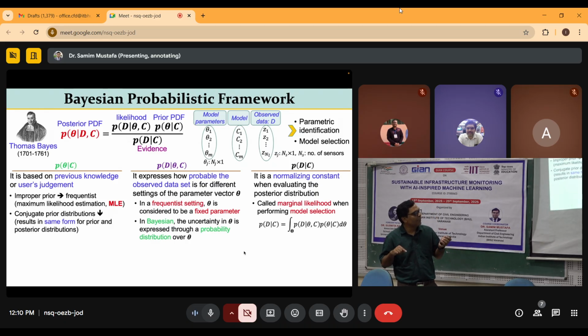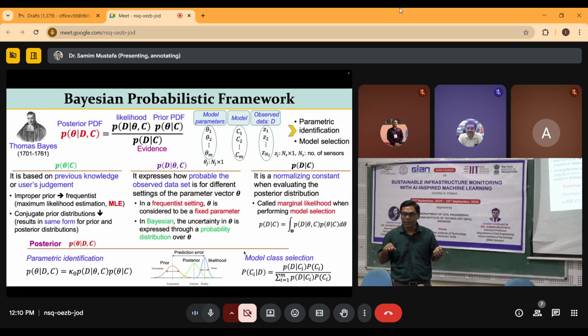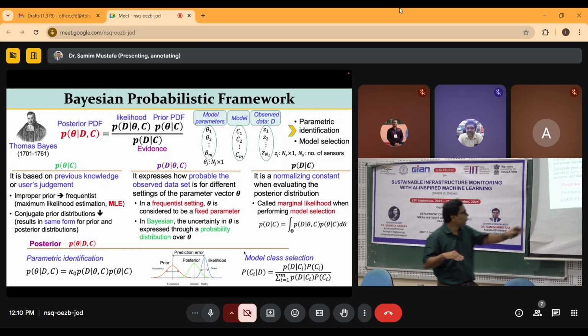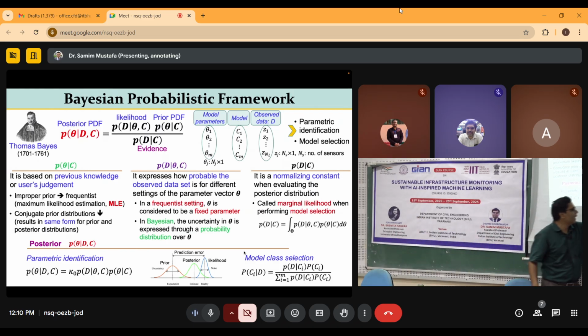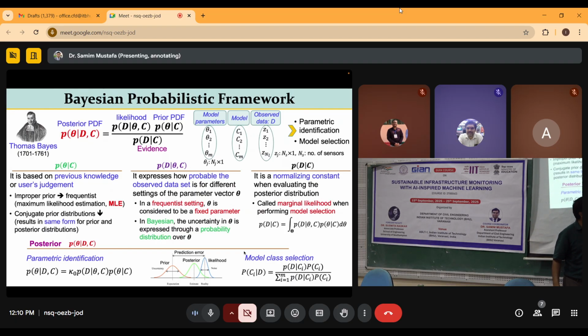If you want to do model selection, that means finding which model best fits the observed data, then you have to go for this multi-dimensional integration. You have to evaluate this, and this is then called the evidence. That is a very complex problem. Those who are working in this field could understand this terminology. So the posterior distribution is what you can see over here. This is the likelihood, meaning the observed data, and this is the measurement noise kind of thing.